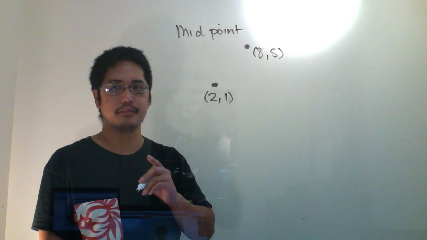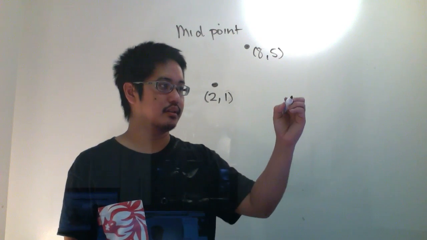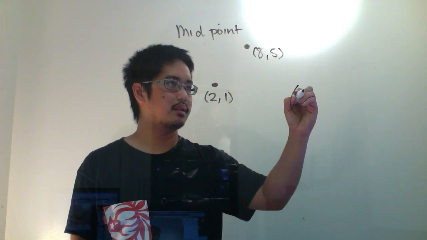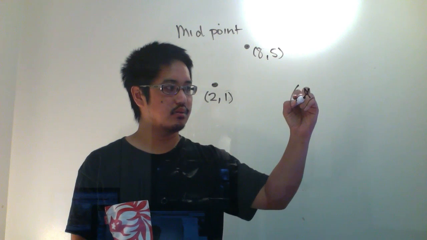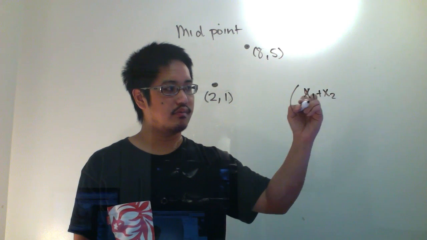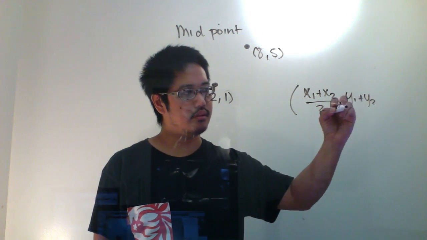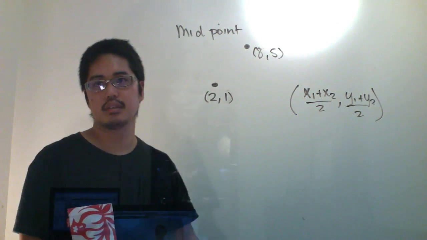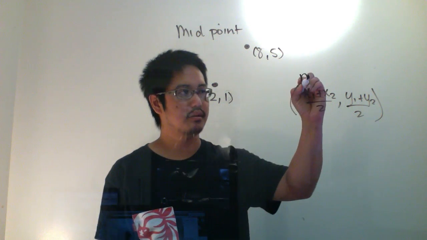All right. Here's what the midpoint formula is. The midpoint formula is x1 plus x2 divided by 2, comma, y1 plus y2 divided by 2. That's the midpoint formula. Are we cool? Midpoint formula.